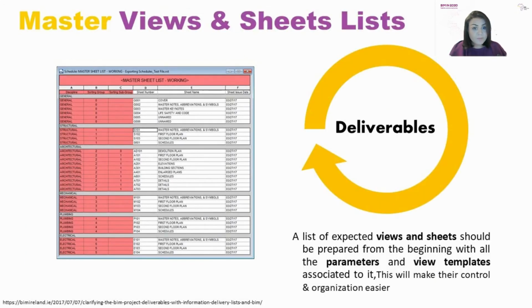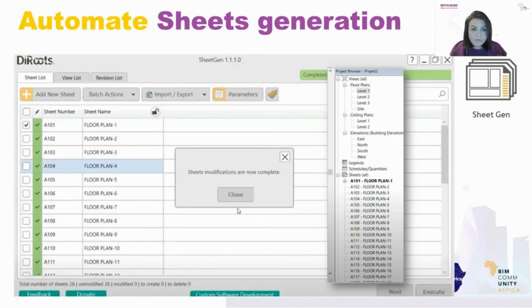A list of expected views and sheets should be prepared from the beginning, with all the parameters and view templates associated to it. This will let you control the organization in an easy way. Again, DRoots offers two free plugins, SheetGen and TableGen, to create and modify your lists and tables in Excel and re-import them to Revit.